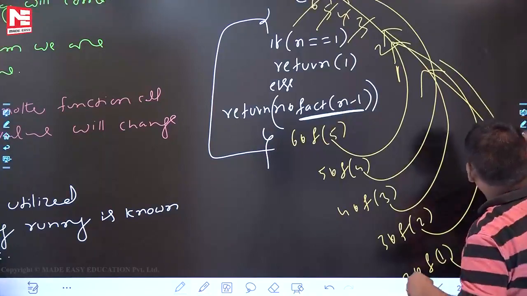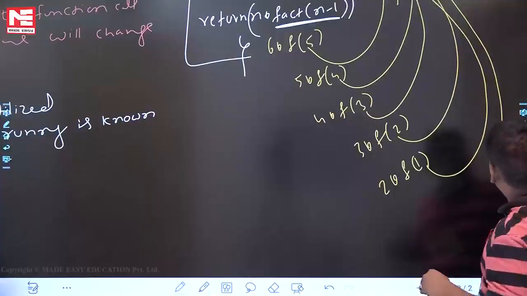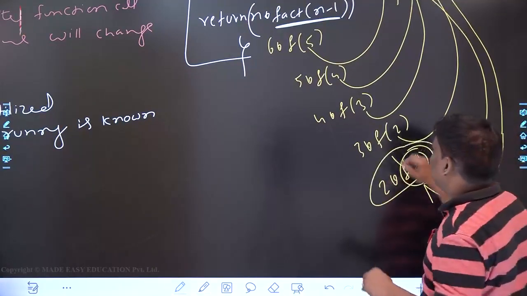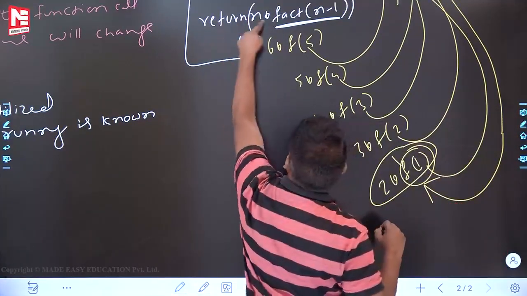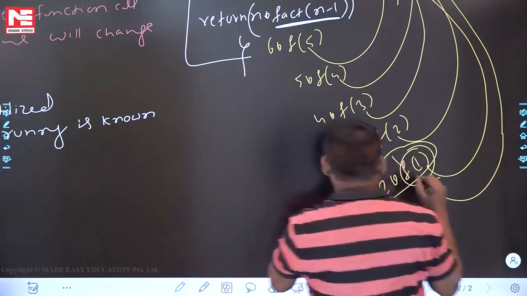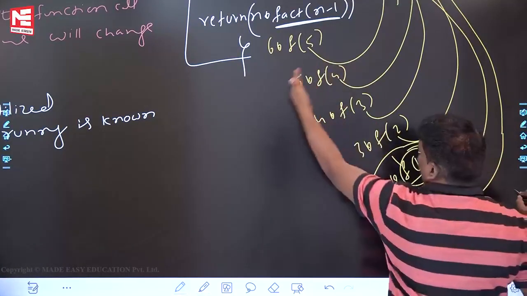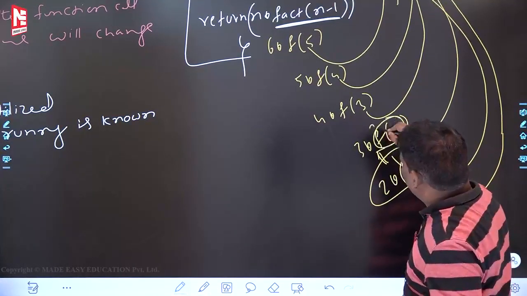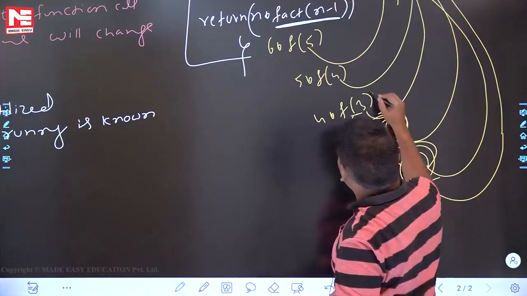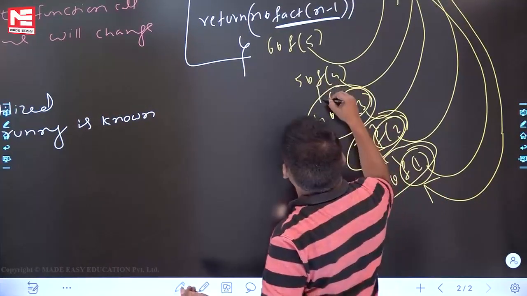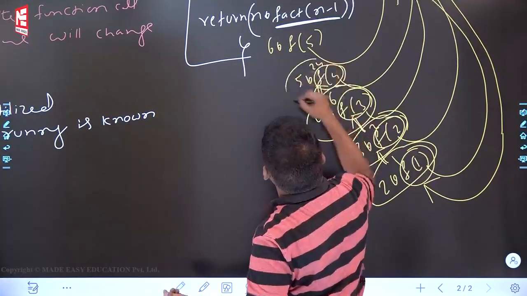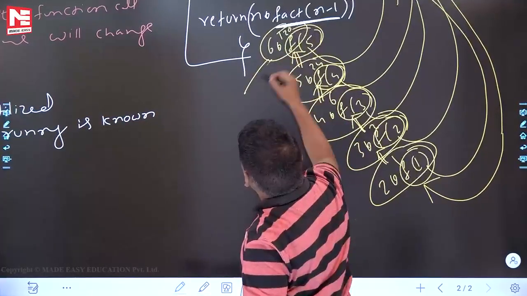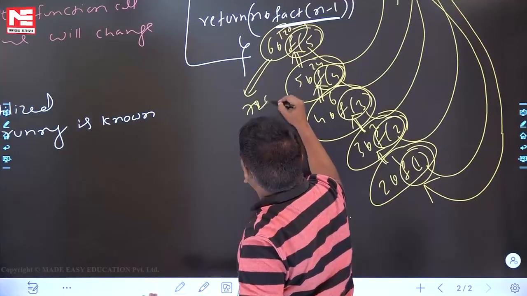I think the return values will start now. Return 1, this goes back. 2 into 1. Everyone has a return. Return means go back. What is the value? 2 returns. 3 into 2, 6 returns. 4 into 6, 24 returns. 5 into 24, 120 returns. 6 into 120, 720 returns. Like this.